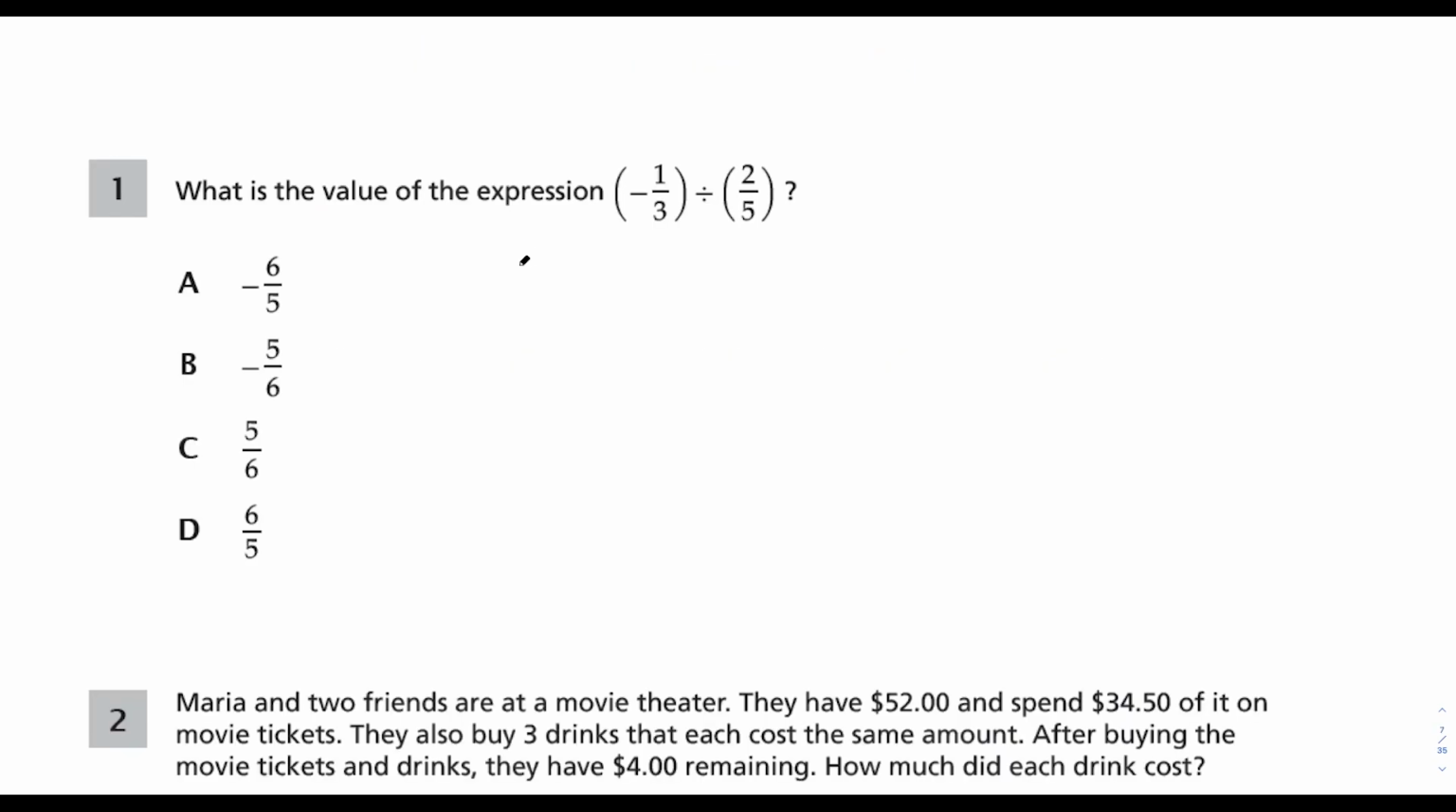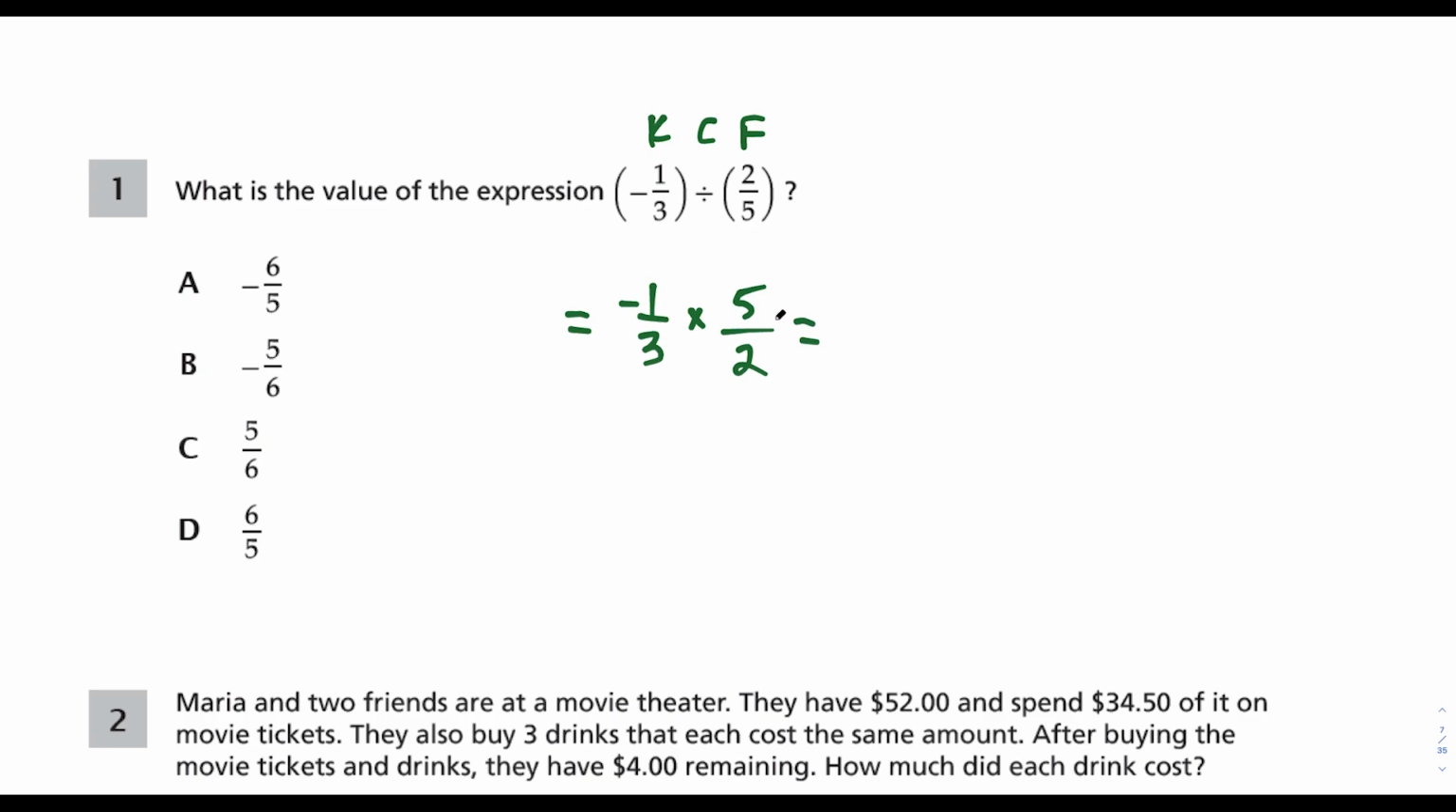So let's get started. First up here, we want to divide these two fractions, and we're going to use keep, change, flip. To use keep, change, flip, you just have to keep the first fraction the same. So we have -1/3. Then you change the operation to multiplication, and then you flip or find the reciprocal of the second fraction. So we're going to flip 2/5 to 5/2.